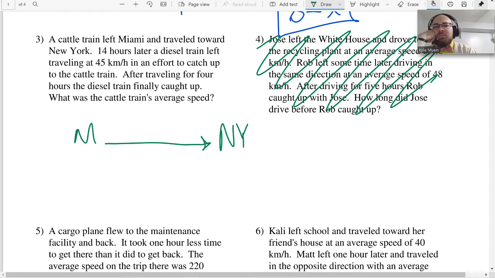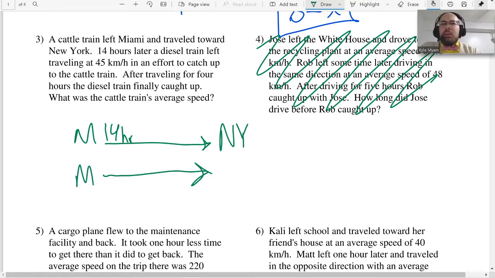Oh, how do we deal with that? 14 hours later. Okay, so a diesel train leaves, I guess, Miami, right? So the diesel train leaves. So this one is traveling for 14 hours already by the time this other one starts, right? So that's how we deal with that 14 hours later. Well, that means that the first one, the cattle train, has been traveling for 14 hours before the other one even gets started, right?